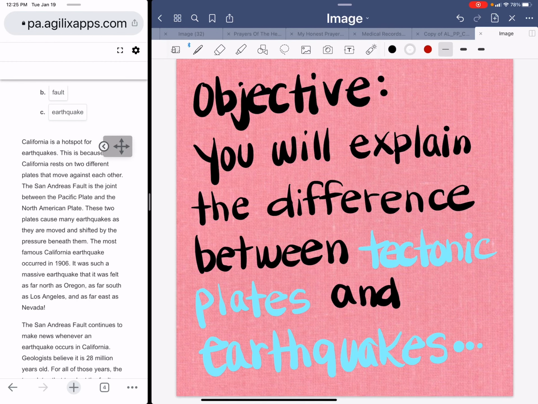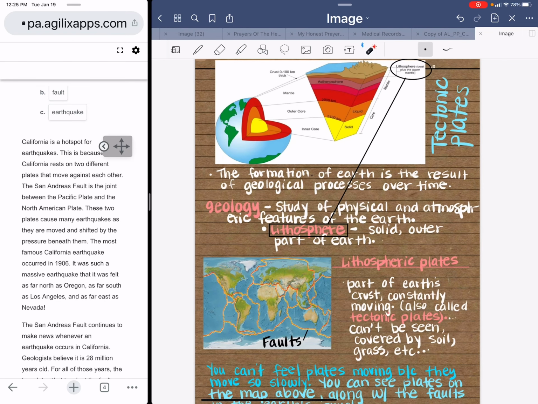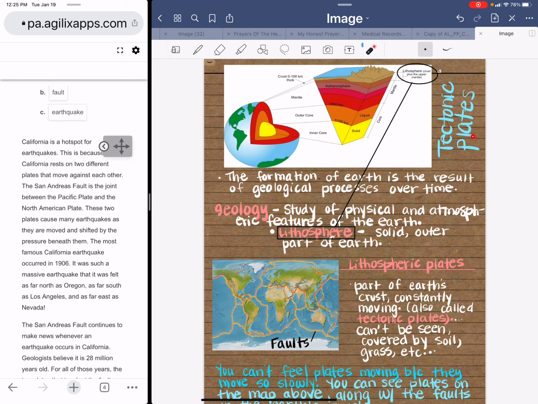Our objective for today's lesson is to be able to explain the difference between tectonic plates and earthquakes. And as I'm reading along, try to look for either my handwriting or this little red laser here. So we're starting off with tectonic plates.